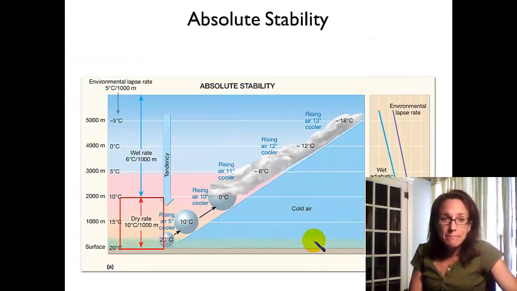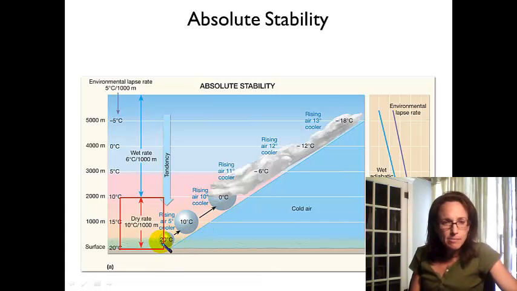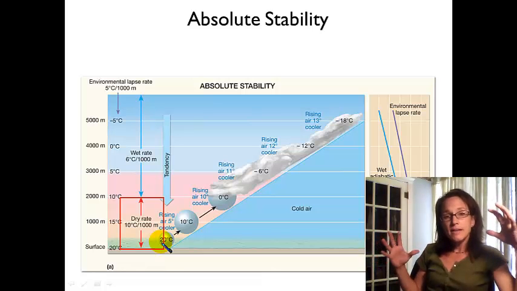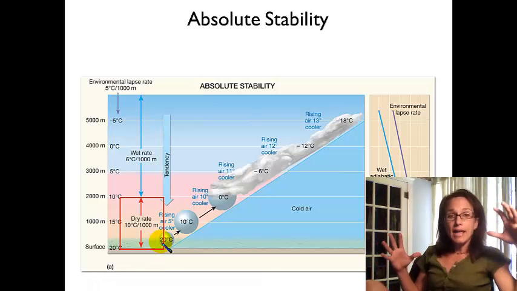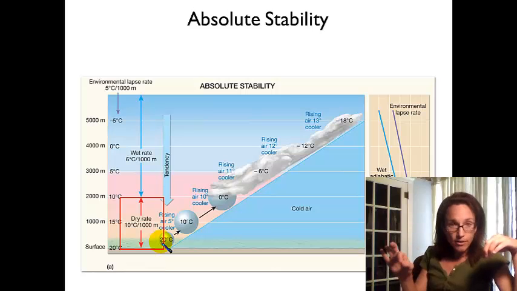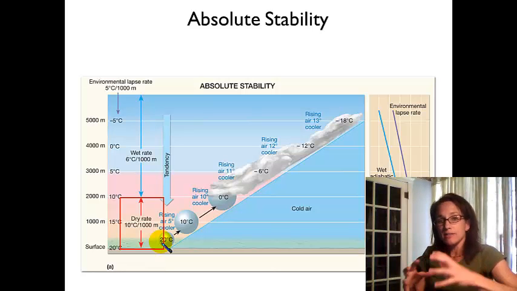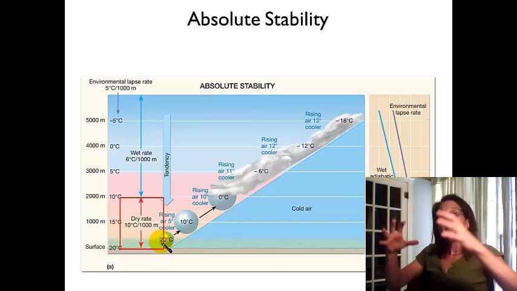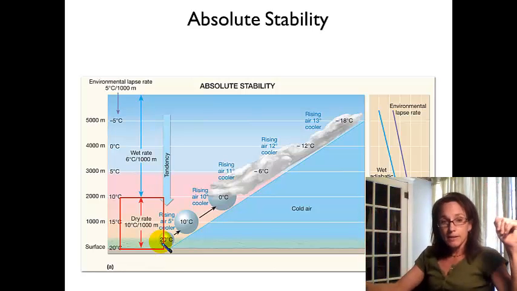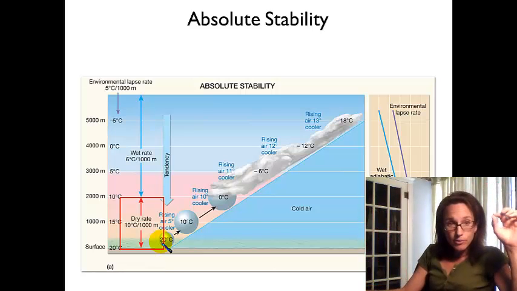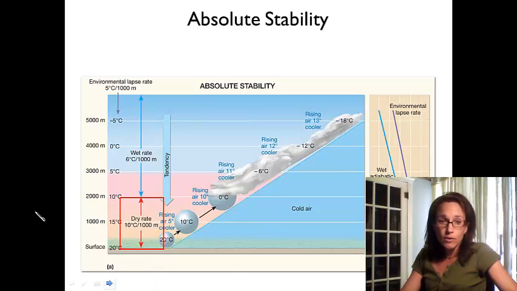Now, as an air mass rises, it cools adiabatically. Remember, we talked about adiabatic cooling. That happens because the air mass expands and the temperature decreases, just like letting air out of your bike tire. As that air mass goes up, because pressure is decreasing, it's expanding and cooling. The rate at which unsaturated air, that's dry air, rises and cools is what we call the dry adiabatic rate, and that cools at a rate of 10 degrees Celsius per 1,000 meters.